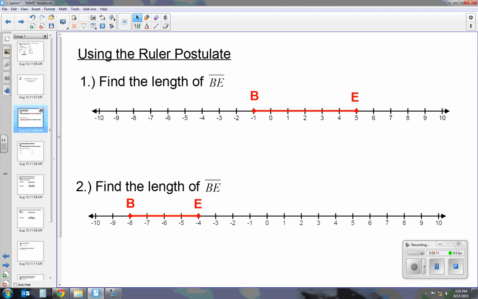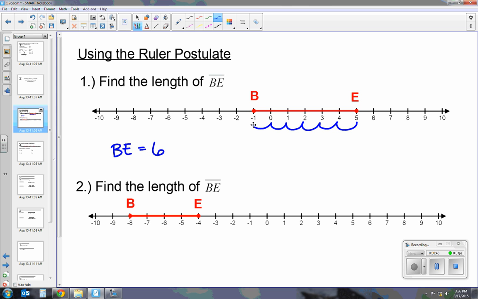Okay, and number one says find the length of line segment BE. Line segment BE is on this number line, and it is a segment because it has two endpoints and therefore can be measured. We call it the ruler postulate because we're going to measure it, or count how long that line segment is. The easiest way to do that is to start on the very left and count to the very right. So we're going to start at B and count 1, 2, 3, 4, 5, 6 spaces. So the measurement of line segment BE is 6 units.